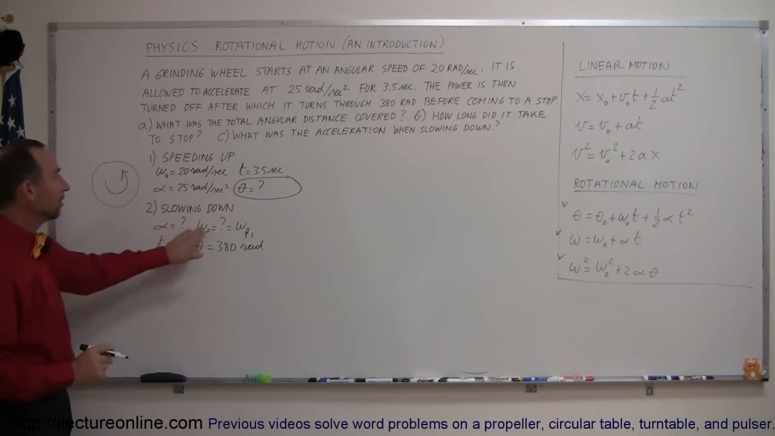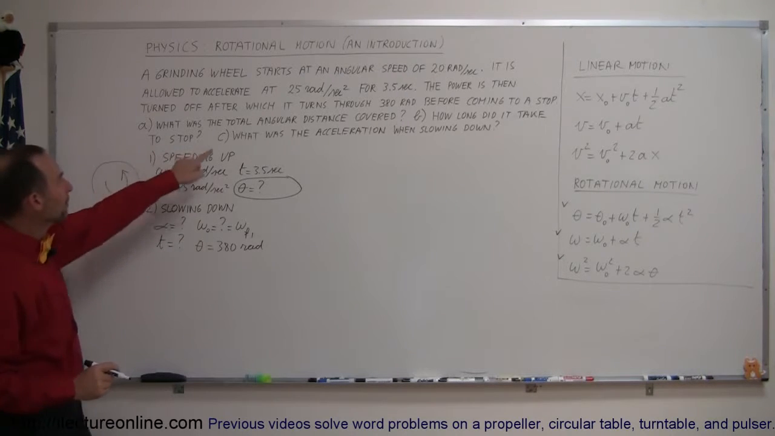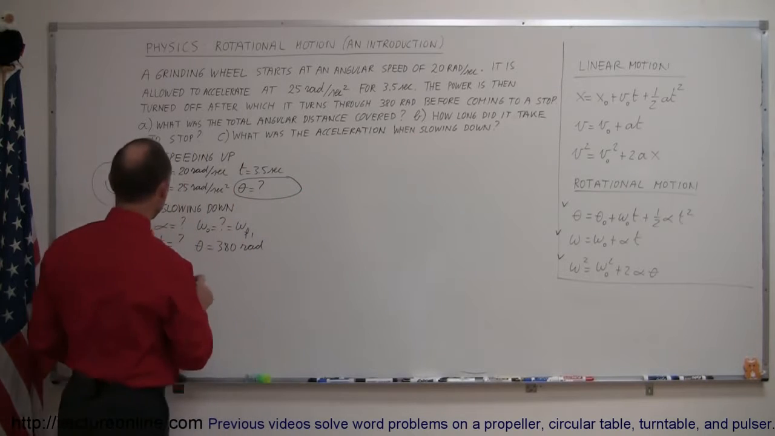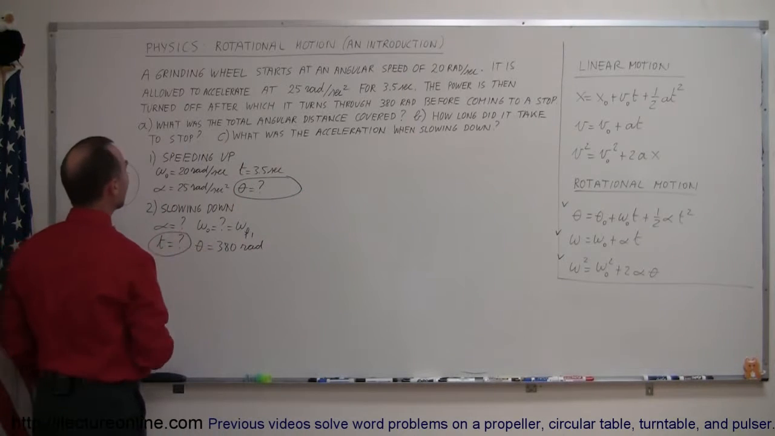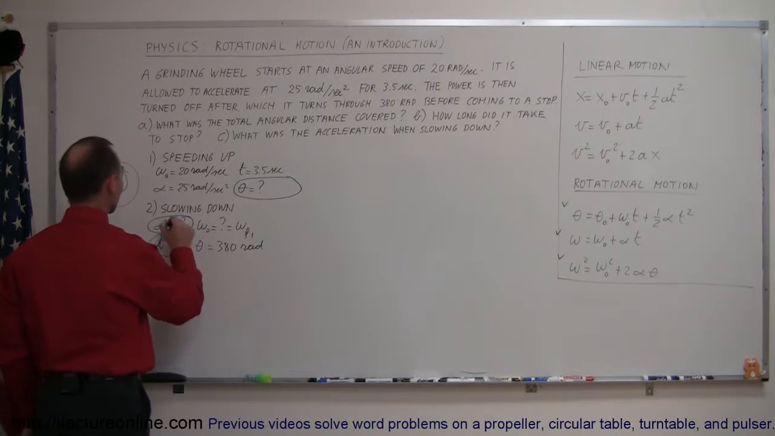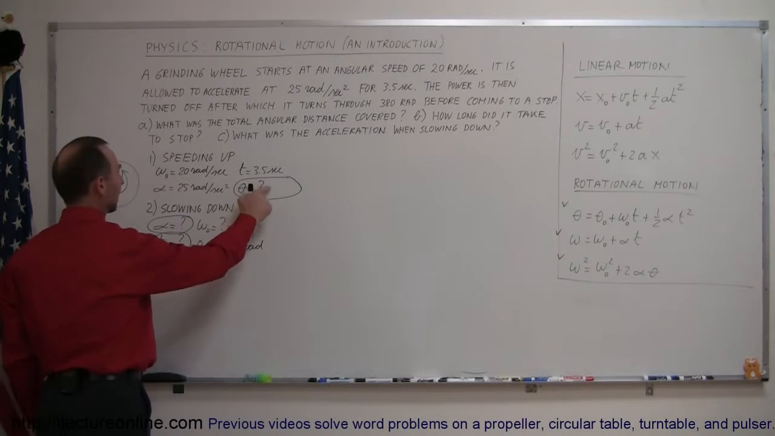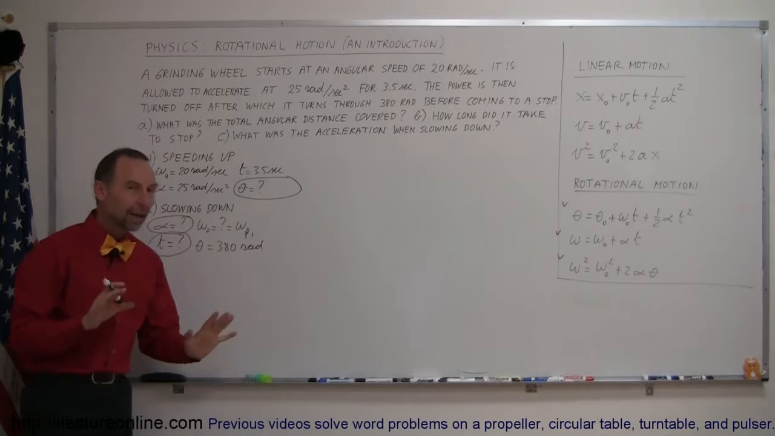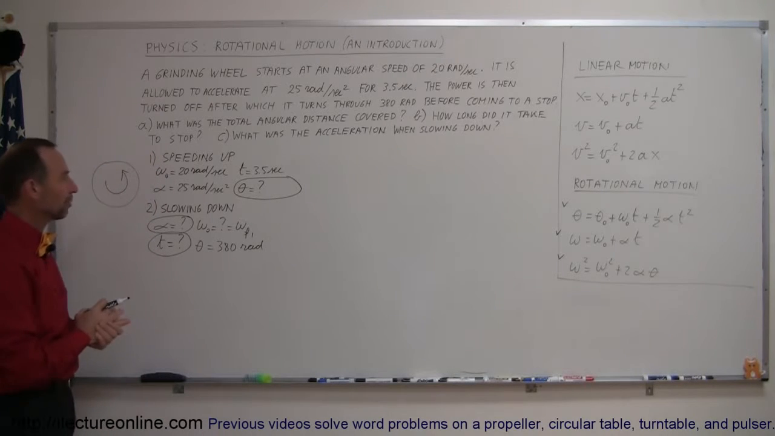So we don't know any of these other things. And for part B, we need to find the time. So time is something we need to look for. And for part C, what was the acceleration? So these two are what we're looking for in part 2 of the problem, and that's what we're looking for in part 1. So now we have a better idea of how to attack this problem.